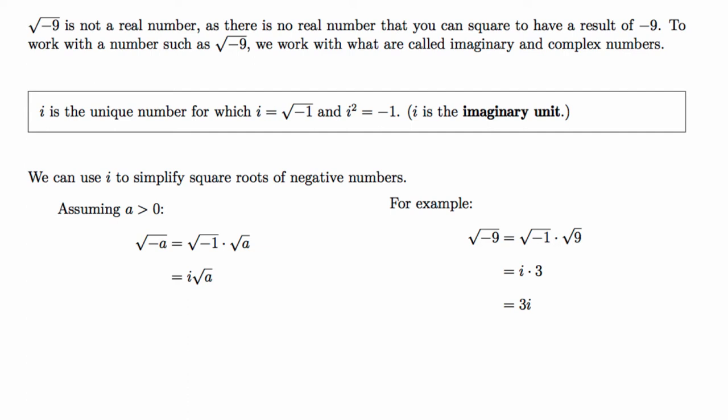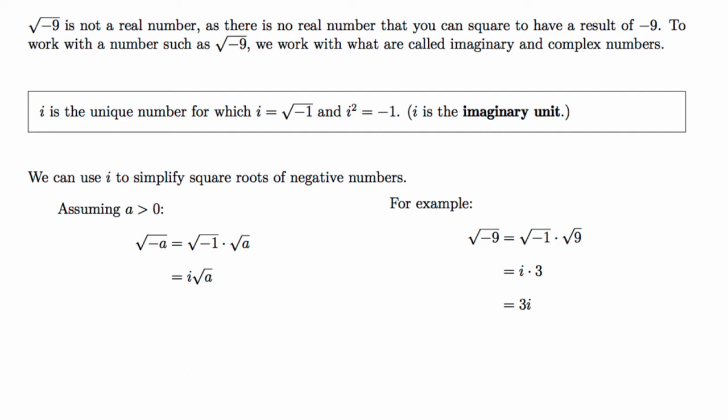The foundation or basis of the imaginary numbers is the number i. i is the square root of negative 1. It is the unique number for which itself squared is equal to negative 1. i is called the imaginary unit. And by working with i and the square root of negative 1, we are able to simplify things like the square root of negative 9 and put them into a more symbolic form. If we want to simplify a square root involving a negative number, the way we do it is this.